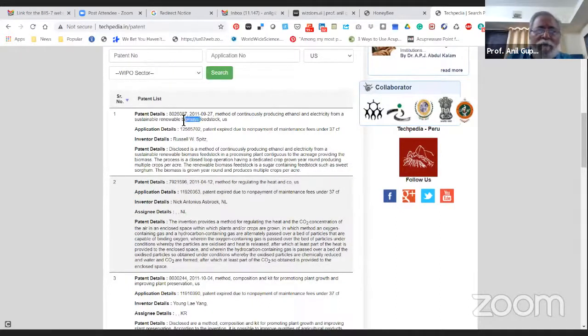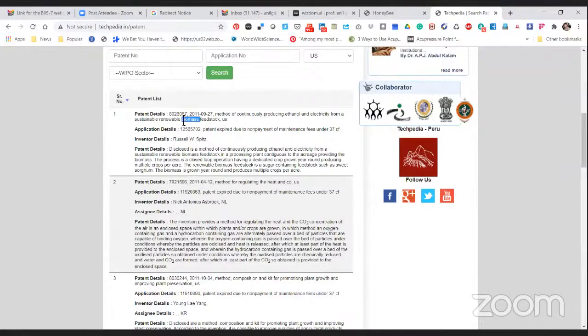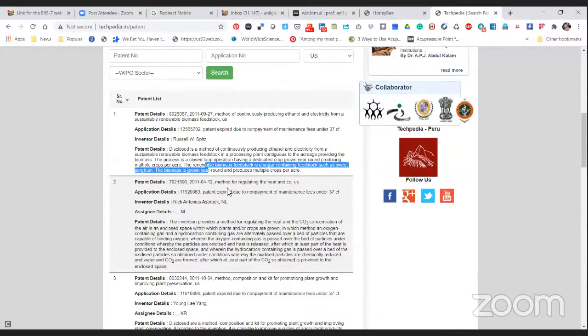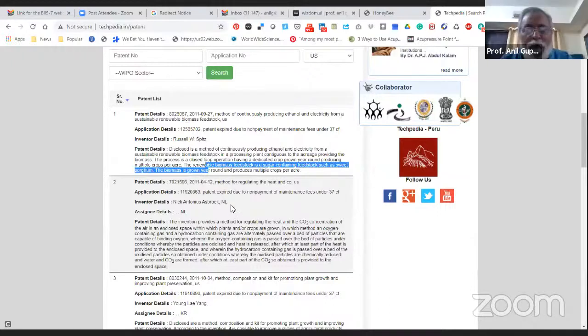The biomass, are you able to see this screen? Can you see my screen? Yes, sir. So I have now bolded biomass. So the biomass word we had not used earlier. How did I get biomass?